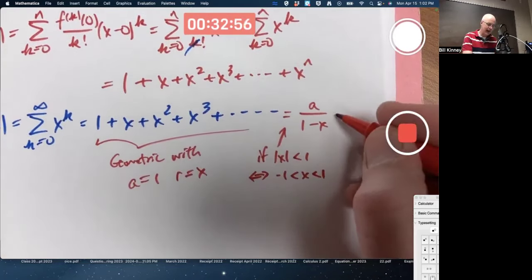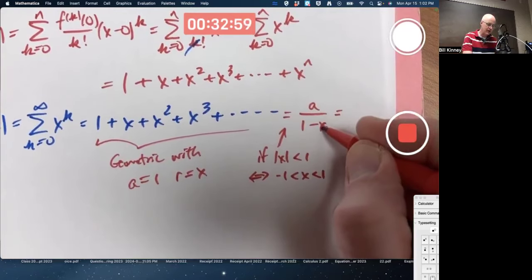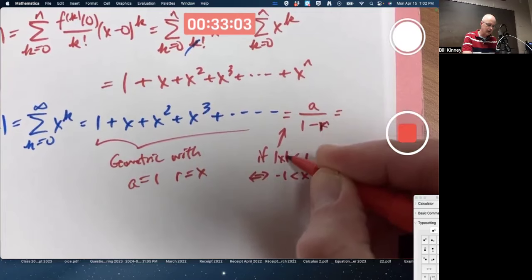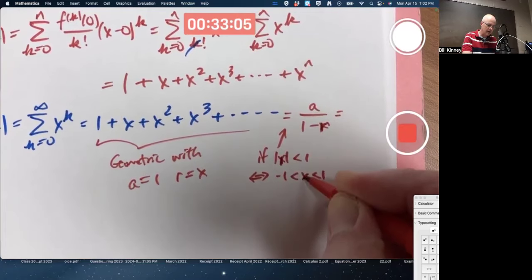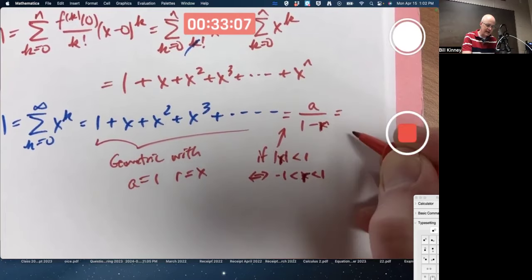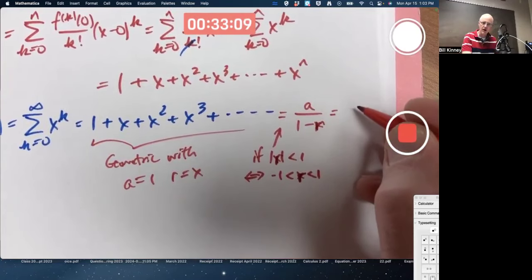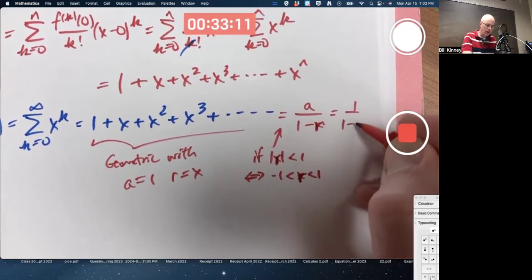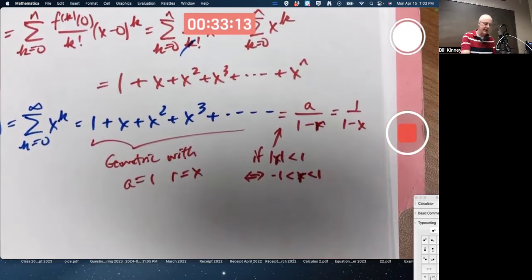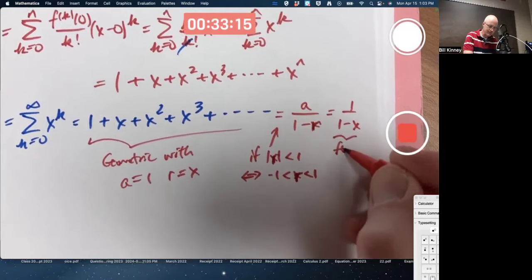And so when a is 1 and, well, okay, I should have written an r. Replace that x with an r. x does equal r here, but I should have initially written an r. That does equal 1 over 1 minus x, which is the original function, f of x.